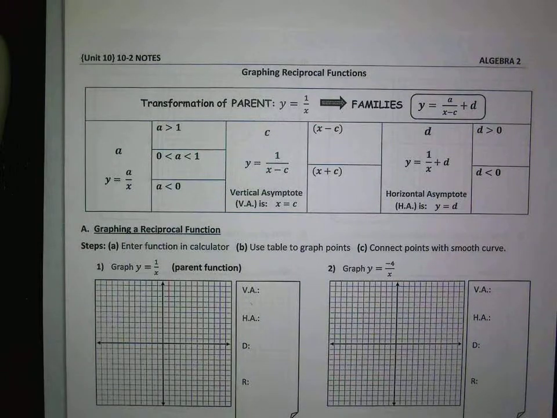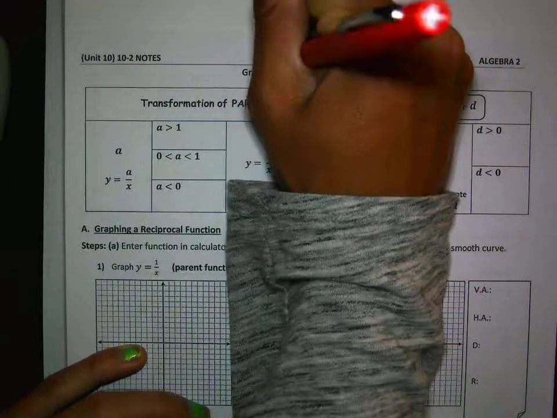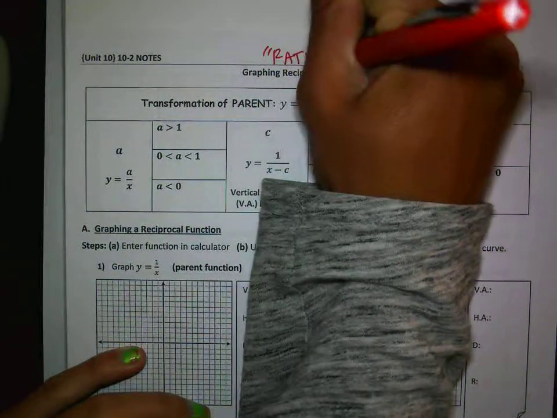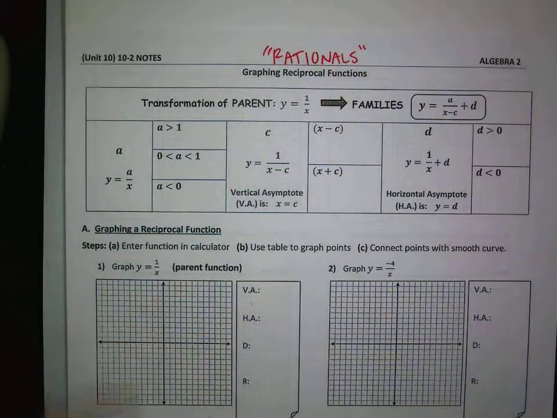Today we are going to be doing the reciprocal functions. Reciprocal and rationals are the same thing. This is our second to last unit. After this we just have exponentials and logs left.